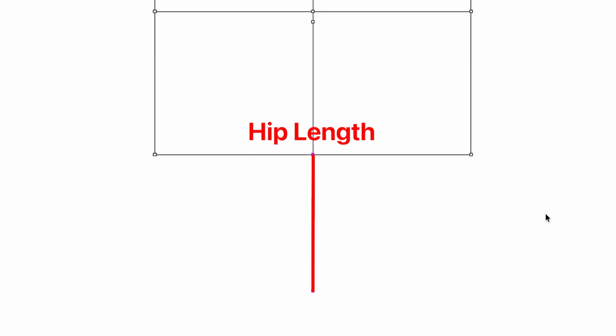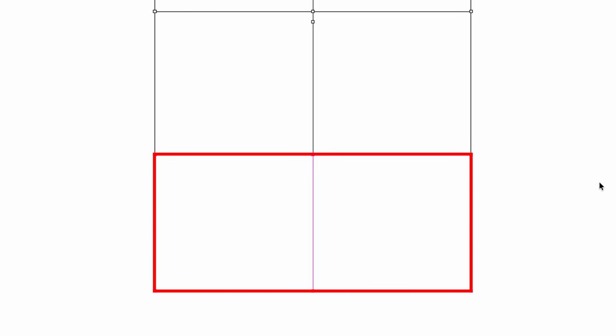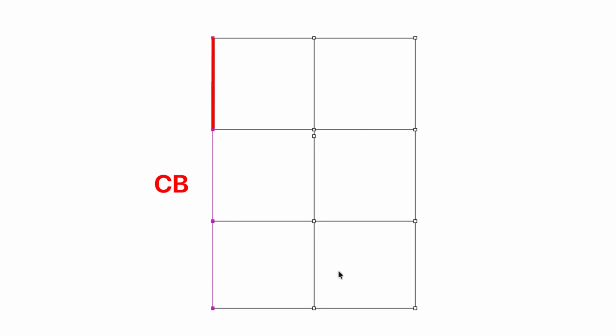Since this is the dress block, let's add the hip line. Extend the vertical line by your hip length. My example is 20 centimeter. And complete the small rectangles. This is going to be the center back. This is going to be the center front, underarm line, waistline, and the hip line. So this is the base frame for the dress block.